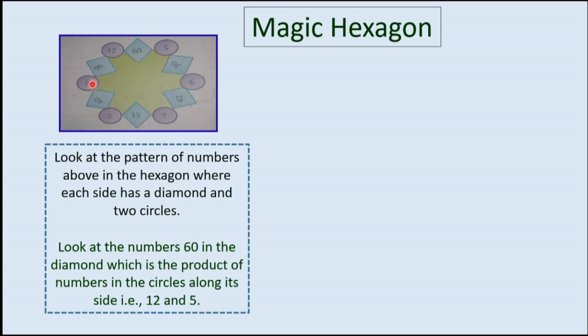6 circles. And just look at the number 60 in the diamond. Look at this number 60 in the diamond, which is the product of the numbers in the circles along its side, that is 12 and 5. Now the product is what? 60. Answer is what? 60. Multiple is what? 60. And what are the factors of this 60 multiple? 12 and 5. 12 5s are 60. Or you can say the product of 12 and 5 is what? 60.